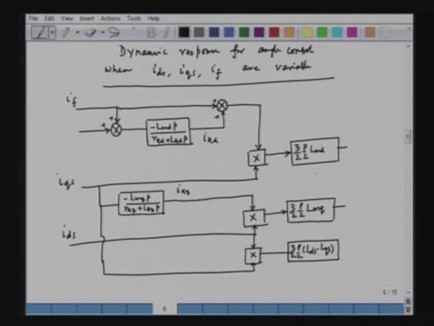The first term, which is the interaction of IF and IKD with IQS. Second term, the interaction of IKQ with IDS. The third term, the interaction of IDS with IQS, and then we have the final expression for the torque. We have a summer here, this is plus, and then this is minus. The third term which is coming from this side, this is the reluctance torque, and the final torque is TE.